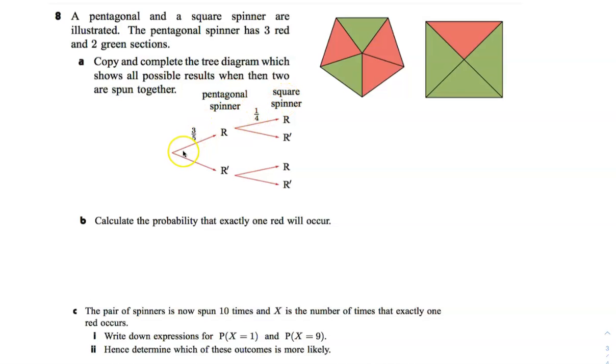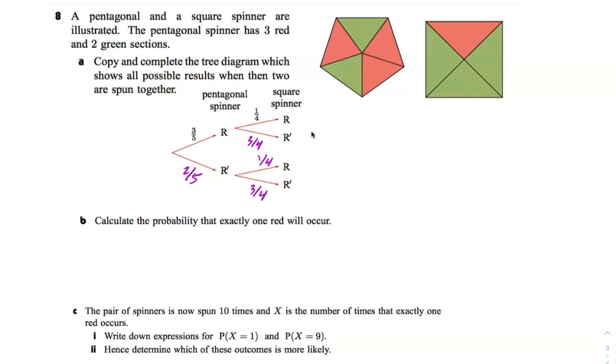So they want you to get red on the pentagonal spinner. We're going to spin this first, then we're spinning this one second, I guess. So getting red is 3 out of 5, which means not getting red, remember, that's what the little prime means, is 2 out of 5. When you do the square spinner, getting red would be 1 out of 4. Not getting red would be 3 out of 4. Same thing here, getting red would be 1 out of 4. Not red would be 3 out of 4.